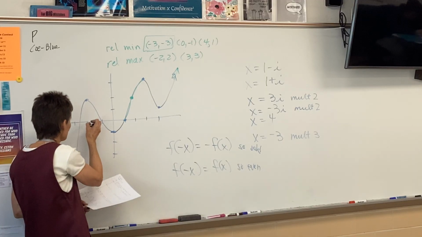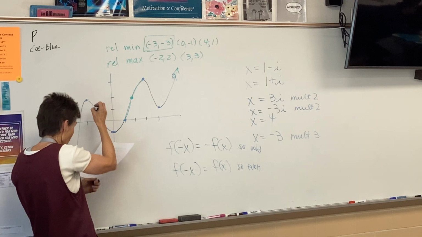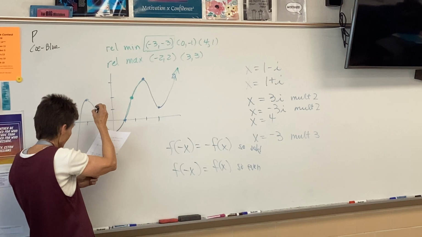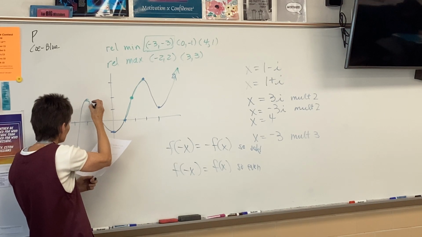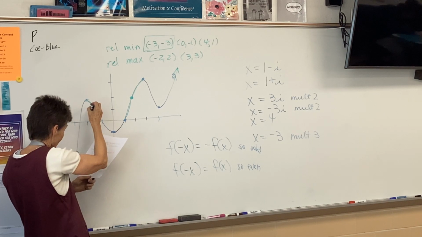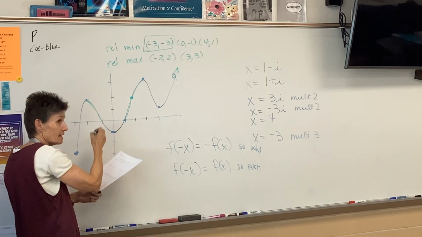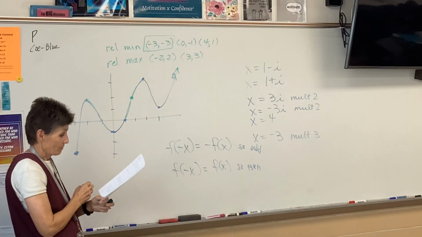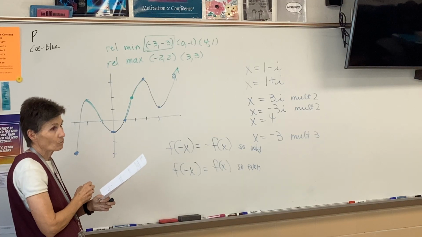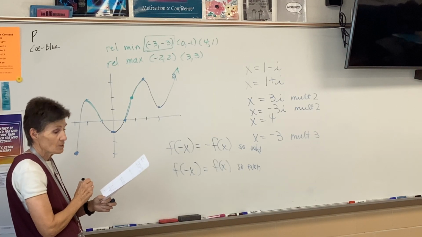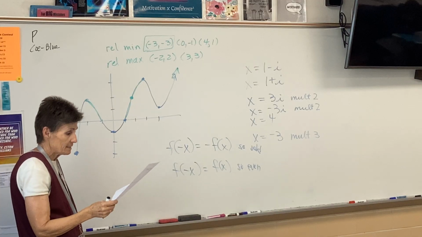And then -2 to -1. Again, I need to look at my thing. Looks like this right here, so that looks concave down. It's hard with my drawing, but it looks concave down, so that would be decreasing.